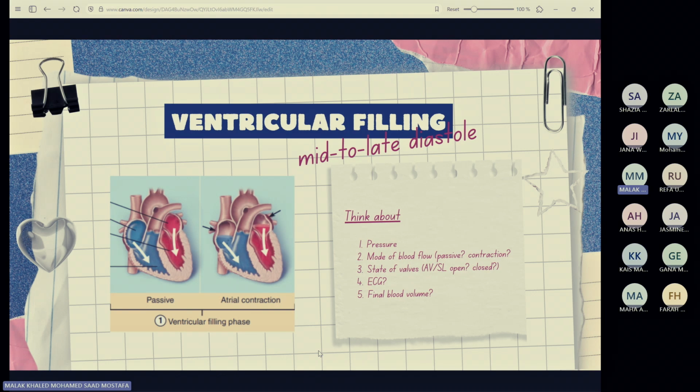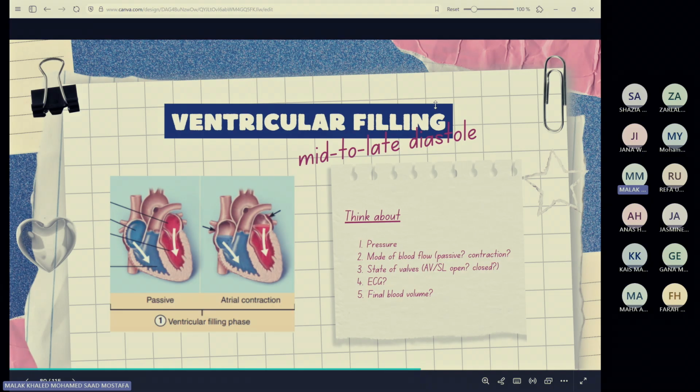Fourth, ECG findings: correlate which ECG phase we are in right now. And of course, the final blood volume. Once you know all these 5 points, you'll be able to answer any questions related to the cardiac cycle. When there are questions about the cardiac cycle, you will notice that they're linking together things from all over the place: the ECG, the valves, the blood flow. So you need to consider everything. This is why, by the way, the diagram in your textbook is perfect. It correlates everything together.